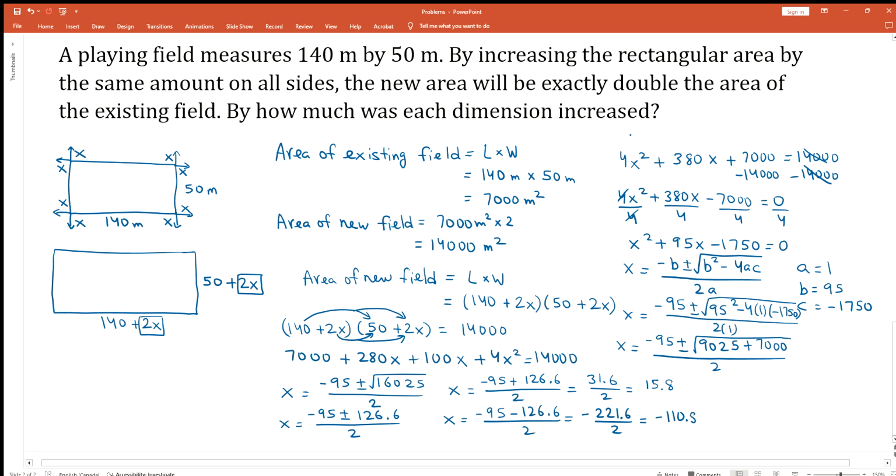In this problem, x represents the increase in the dimension on all sides of the playing field. Therefore, x cannot be a negative value. So the second answer, -110.8, is an invalid answer. So the valid value of x is 15.8 and the unit is meters.